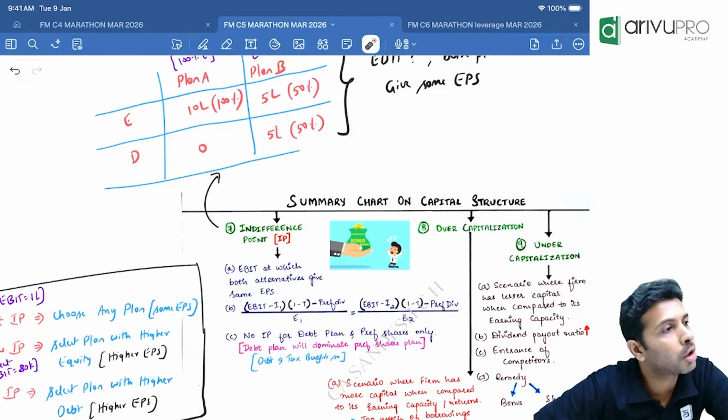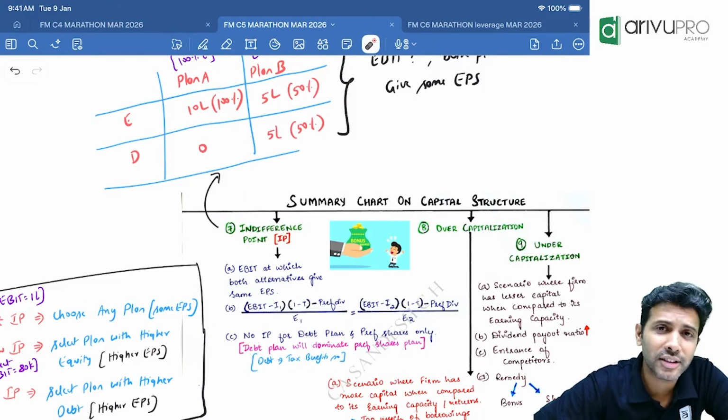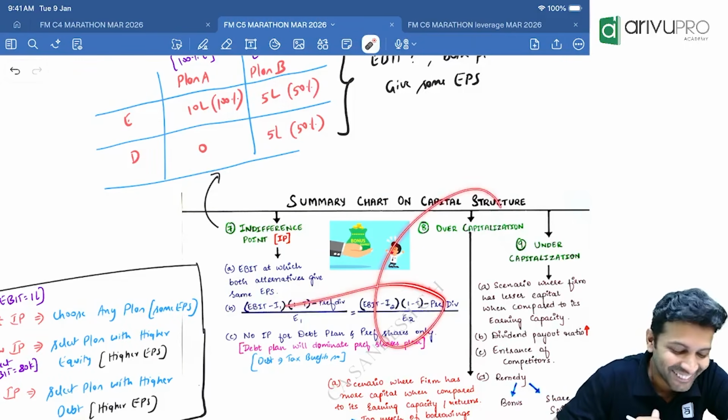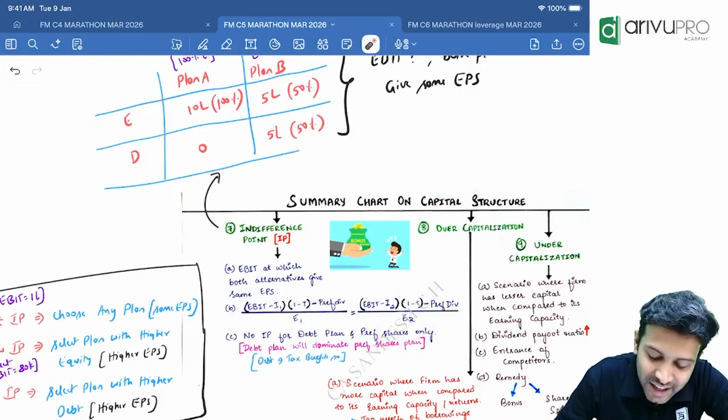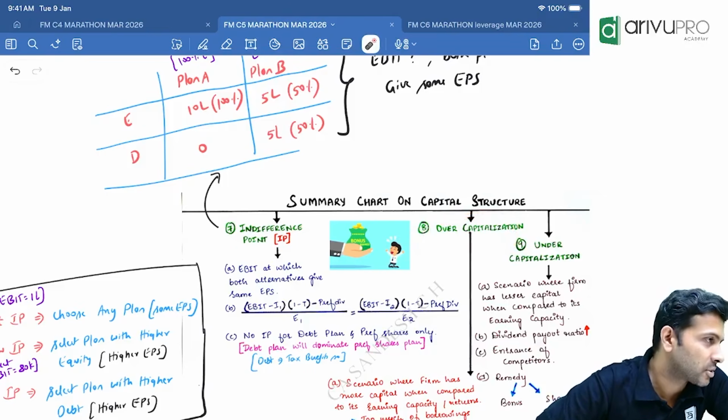10 lakh. We borrowed 10 crore rupees. How much we need? 10 lakh. How much did we borrow? 10 crore. Sir, why, sir? We are crazy. Yeah, that only. So, that scenario is what we refer to as what, sir? Overcapitalization. Meaning borrowing more than what is required.